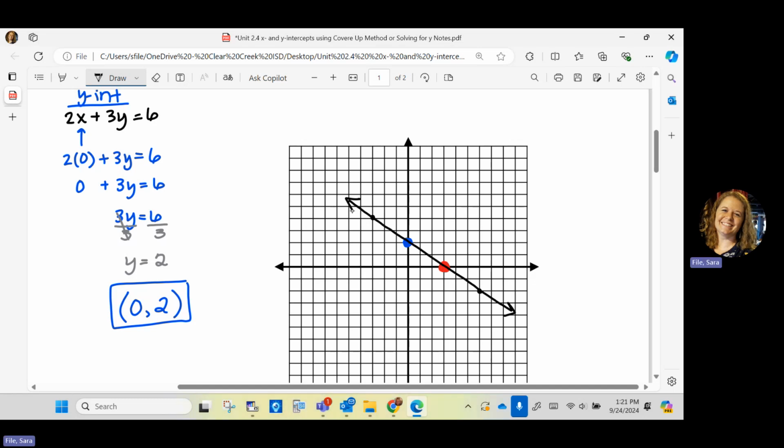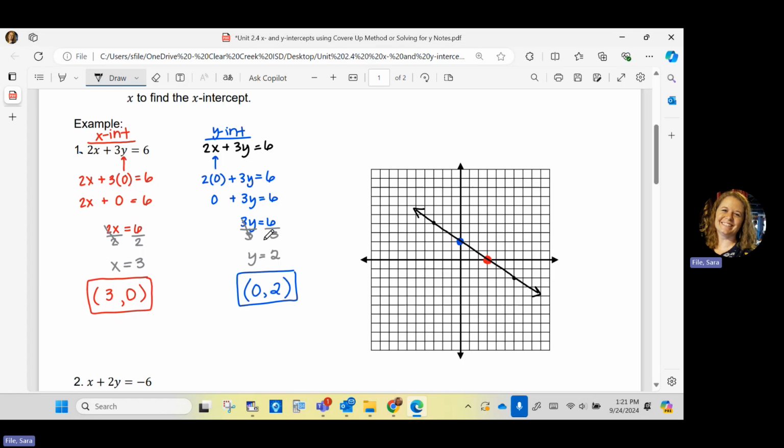But that's our equation. We found the x-intercept and the y-intercept by substituting in 0 for the opposite variable. So this is the algebraic process. This is why it works out this way, because multiplying by 0 makes it go away.